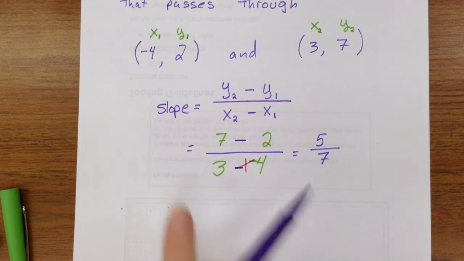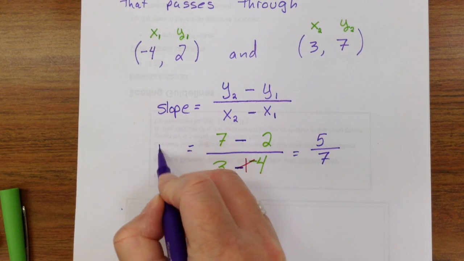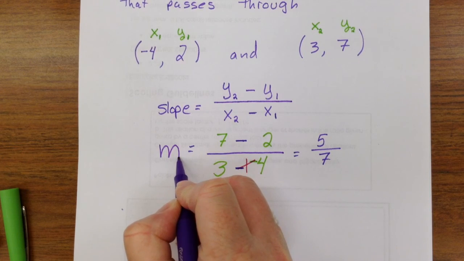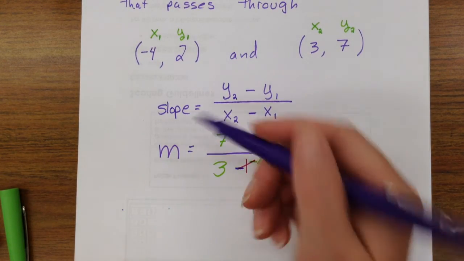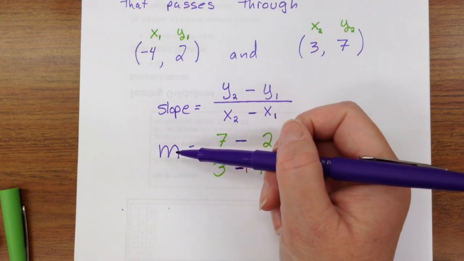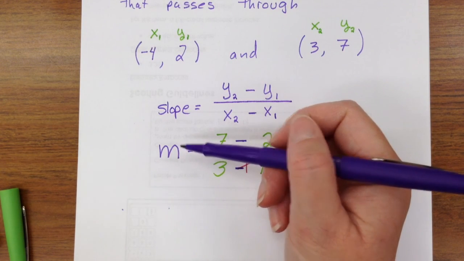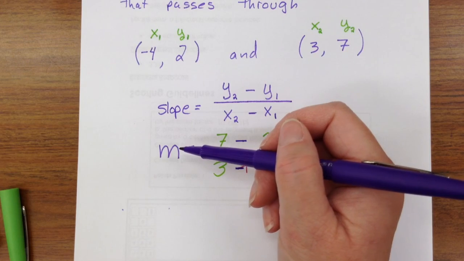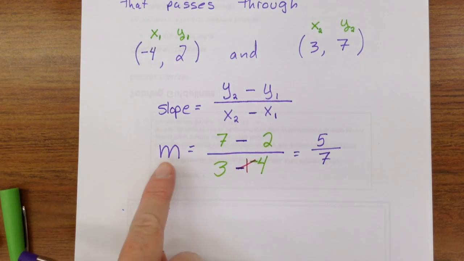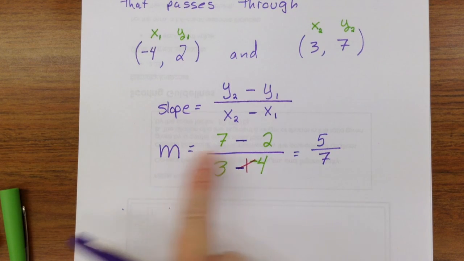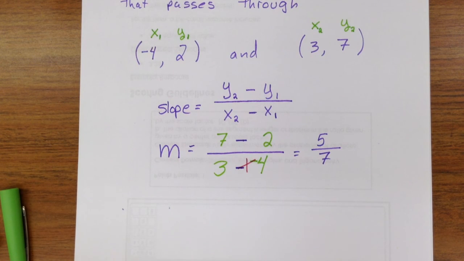You ready? When we talk about slope, we use an M. Yeah, you were going to guess that, weren't you? It's true, though. When we talk about slope, we use the letter M. There's a reason, but I think of it like mountains, mountain slope. So M for slope. Our M value, our slope value, was 5 over 7. Enjoy that.